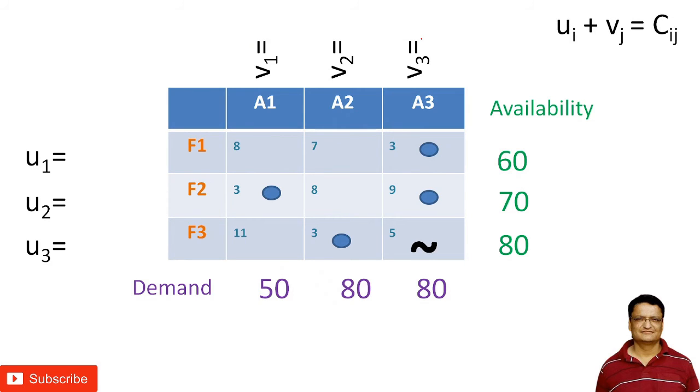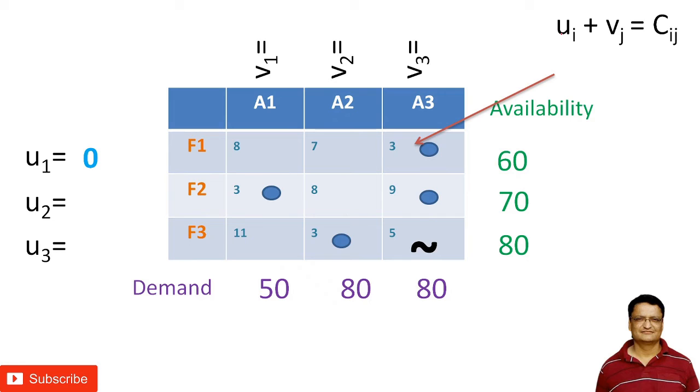So initially we will assume that our u1 has the value of 0. Also we need to make use of this formula in order to get the values of these dual variables. So this is ui plus vj is equal to cij. What is meant by that? Let us see with the help of one example. So consider this cell which is occupied. Now remember that this formula is applicable only for the cells which are occupied.